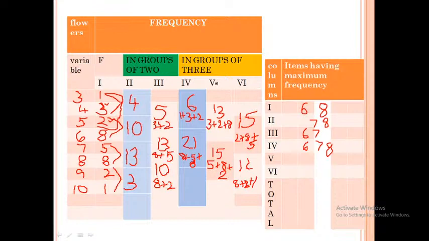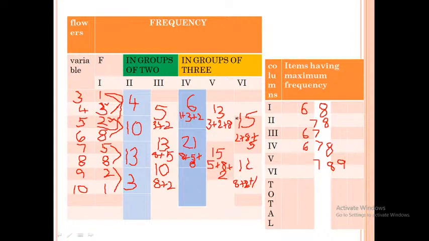Now we'll move to column 5. In column 5, the maximum frequency is 15, and this 15 we got by adding 5, 8 and 2. 5, 8 and 2 correspond to 7, 8 and 9. So 7, 8 and 9.